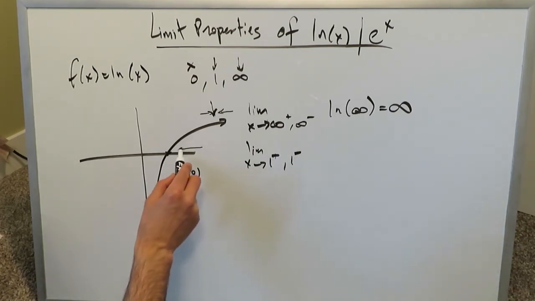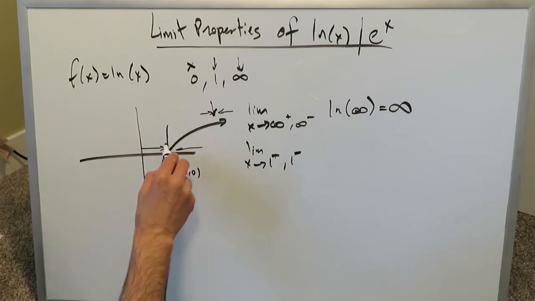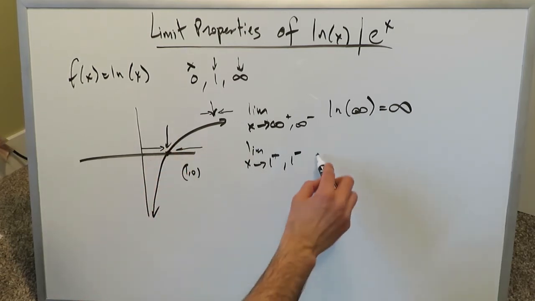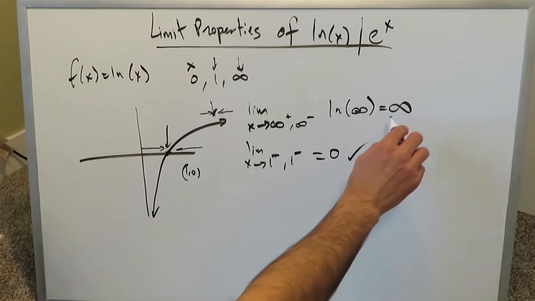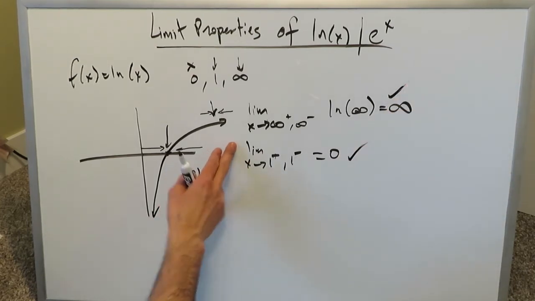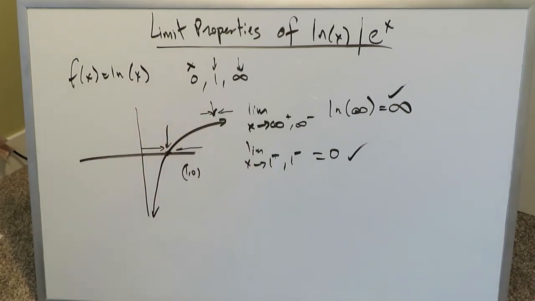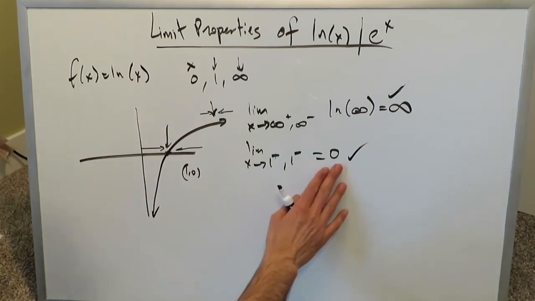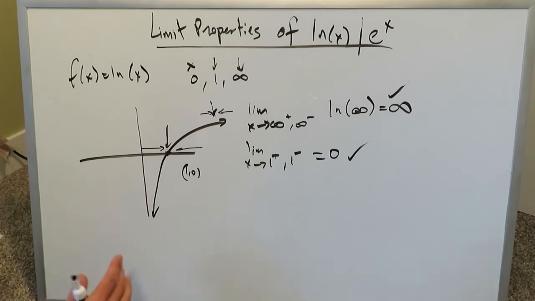As you're looking over here from the right and from the left, your function will approach this value right here, which is 0, and you'll clearly have this value from both the right and the left side. You can say that the limit of natural log x as x approaches 1 from the right and from the left does exist for this function.